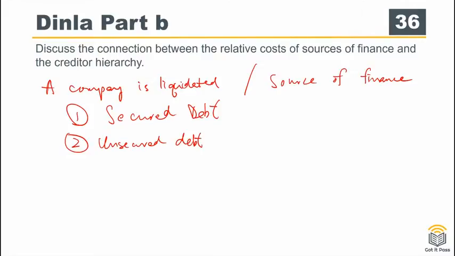Unsecured debt holders have the right to claim after the secured debt holders' requirements are satisfied. For example, if the secured debt holders have claims of $100, they can take all $100 from the company first, and then if any balance remains, the unsecured debt holders can claim it. If there is any balance left after the unsecured debt holders' claims, it goes to the preference shareholders. So the next source of finance is the preference shares. And the last, with the lowest priority to claim, is the ordinary shareholder.